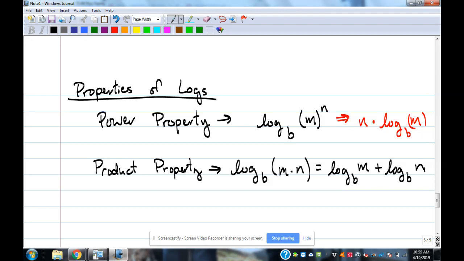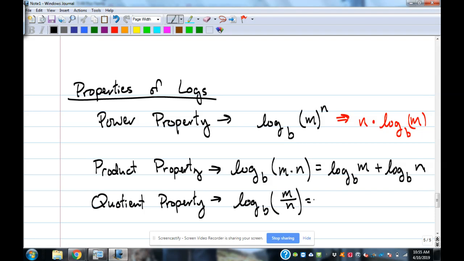We're going to do expansion and condensing. So the property works in both directions. Multiplication becomes addition. I'll say that again: multiplication becomes addition. Quotient property. What's a quotient? Division. If multiplication became addition, what do you think division becomes? Subtraction. So it's log base b of top minus bottom. So the product property takes multiplication and makes it addition. Division, the quotient property, turns into subtraction. Those are the properties that we're going to utilize to work with these logarithms.